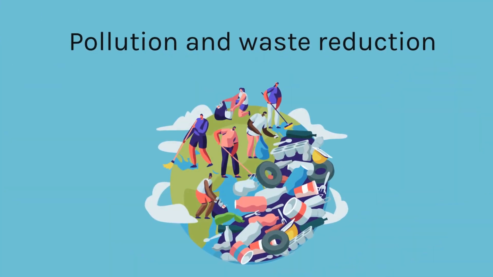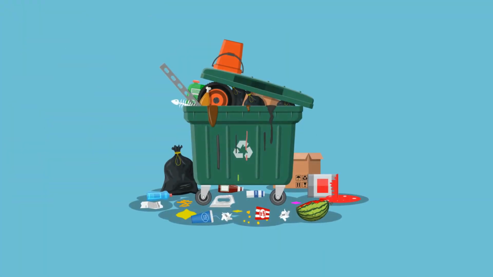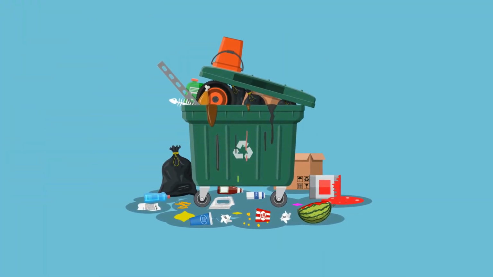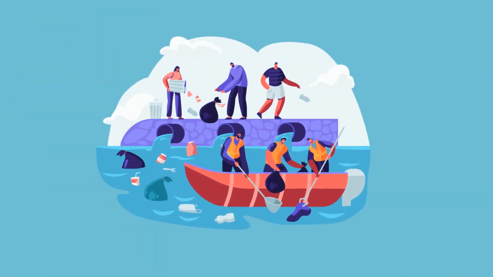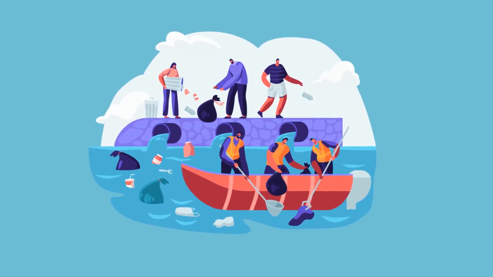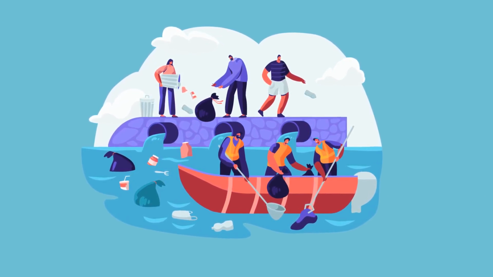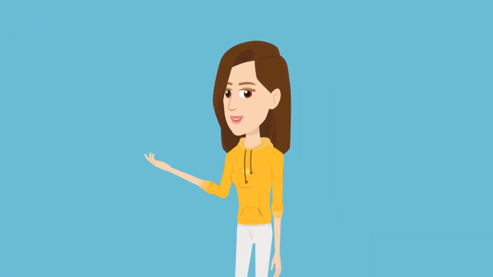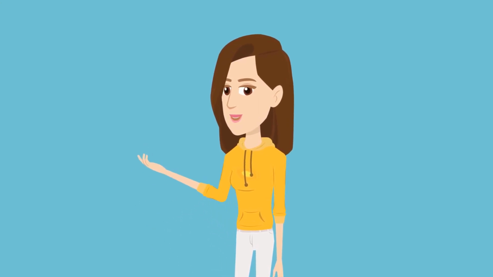Pollution and waste reduction. Pollution and waste management are two key issues in environmental sustainability. High amounts of pollution and waste can lead to serious problems for the environment, including water, soil, and air pollution, as well as harming human health. Therefore, pollution reduction and effective waste management are important aspects of sustainable development.